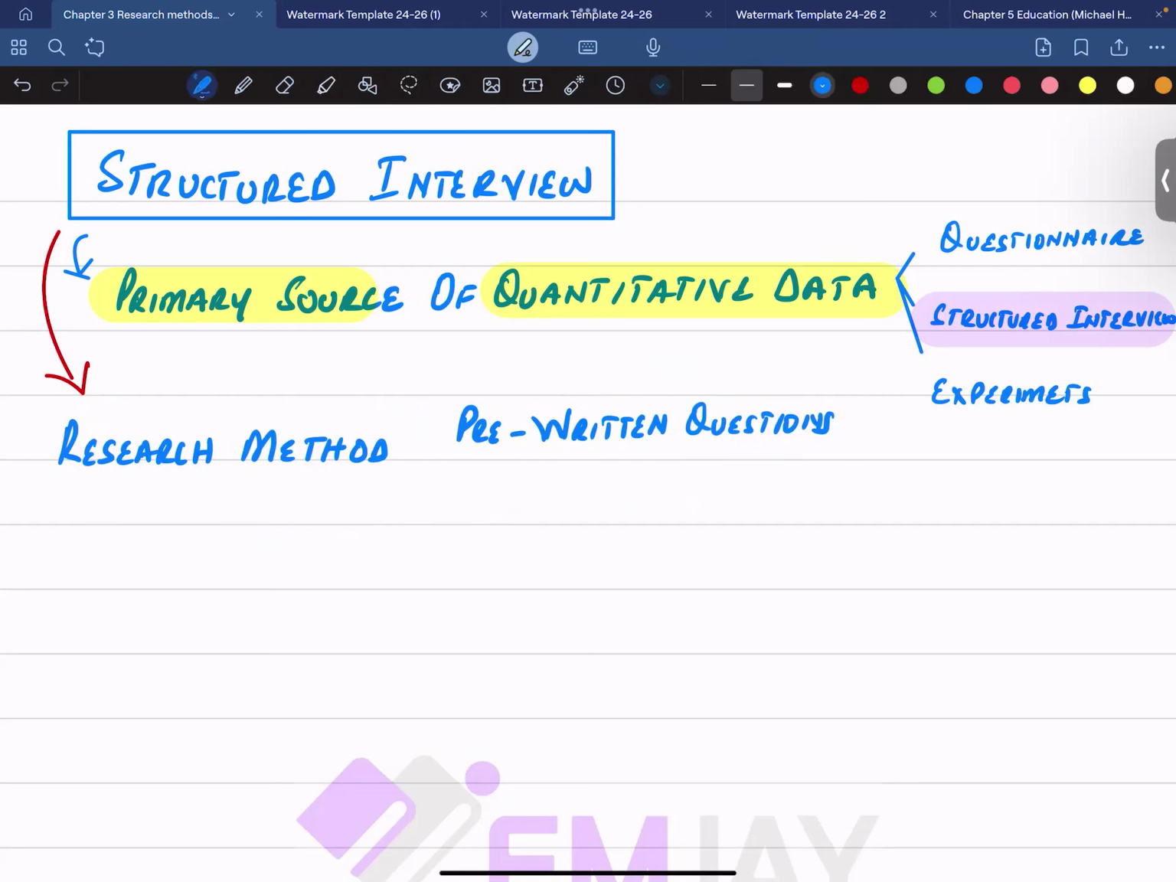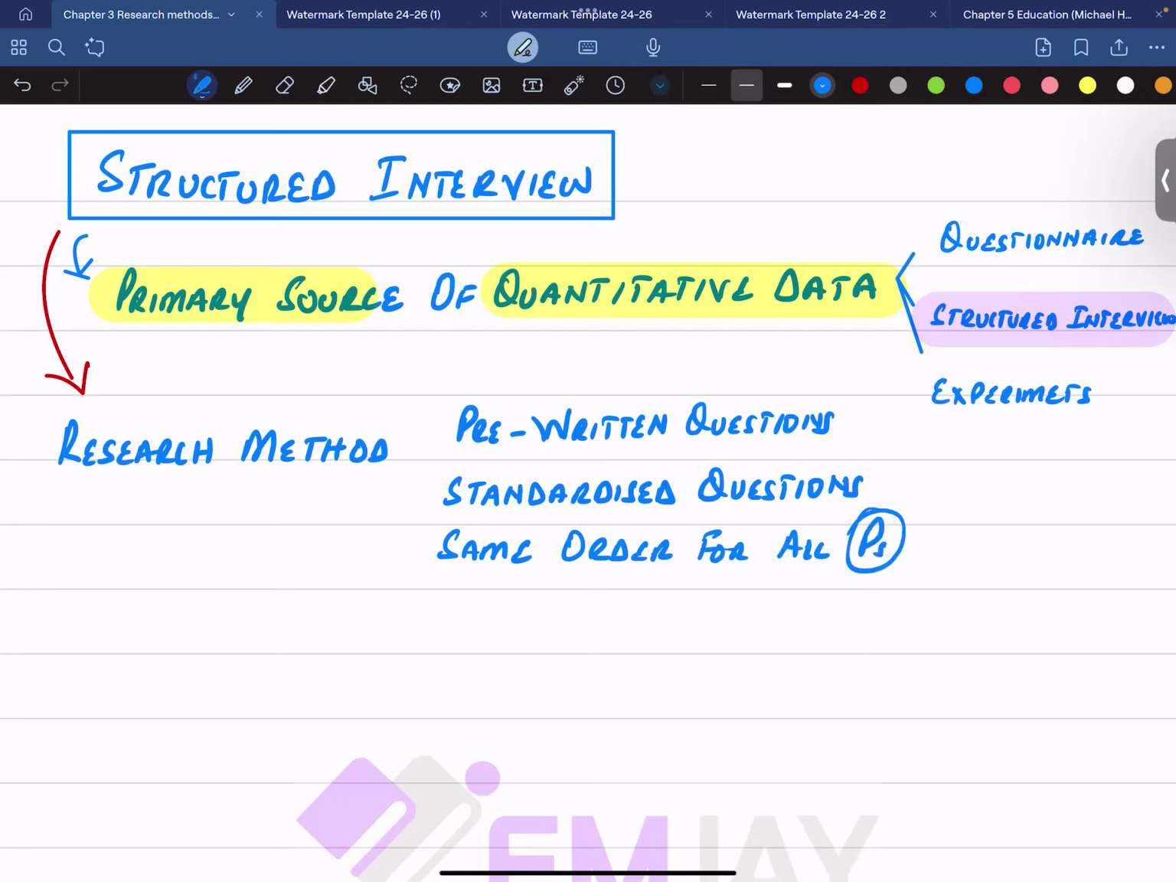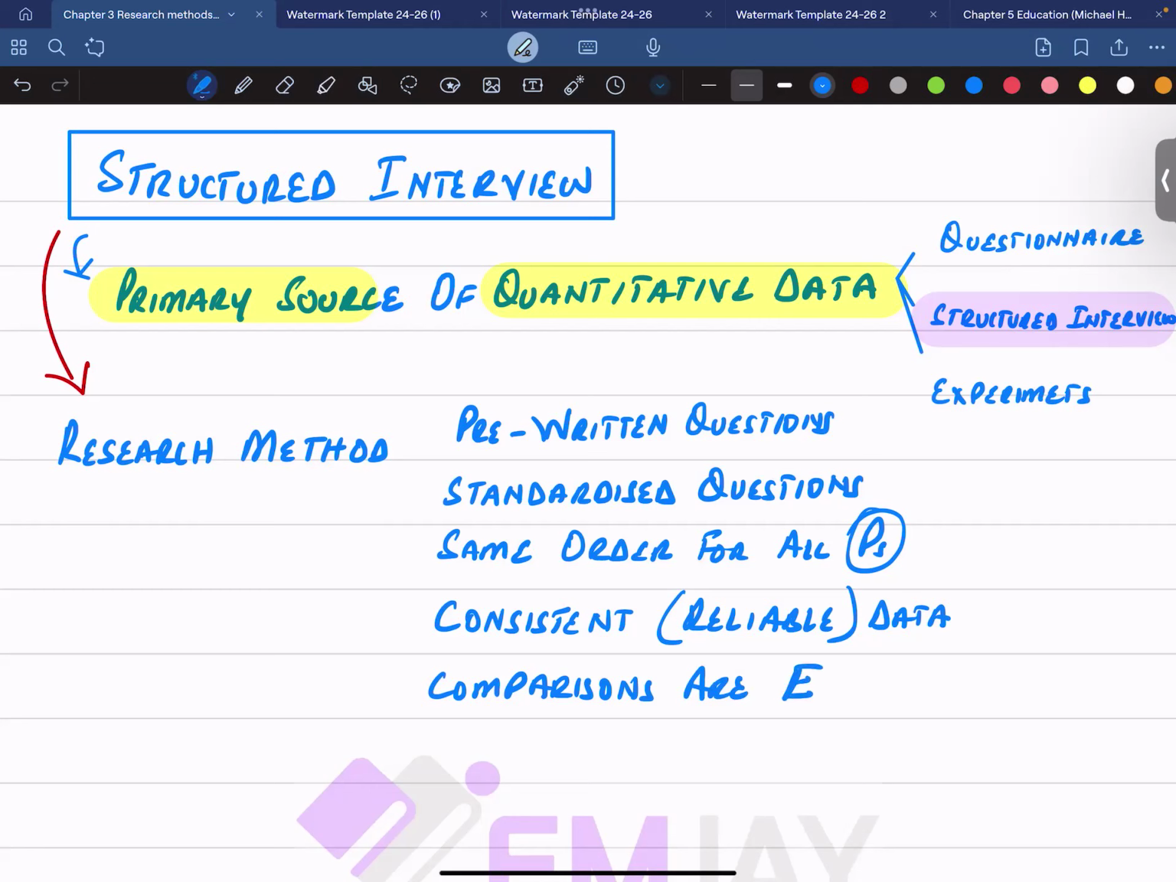Number two, when there are preset or pre-written questions, they would be standardized, as the name suggests, as well as structured. So we're talking about standardized questions, or in other words, the same questions in the same order for every single participant, for all participants. Usually, structured interviews help us with gathering consistent data, and consistent data is also referred to as reliable data. And of course, these are easier when it comes to comparisons because of their structured nature.